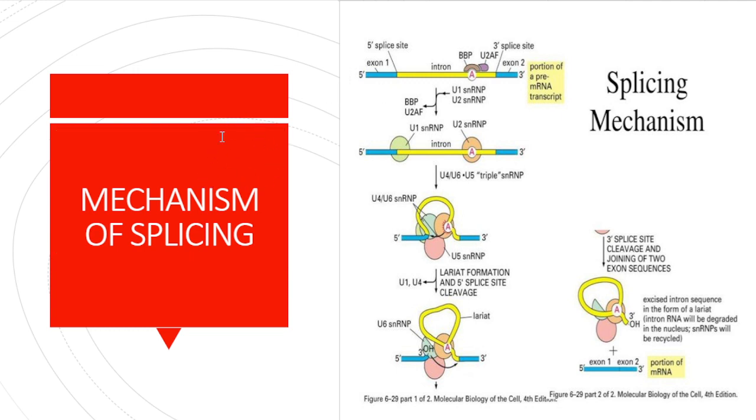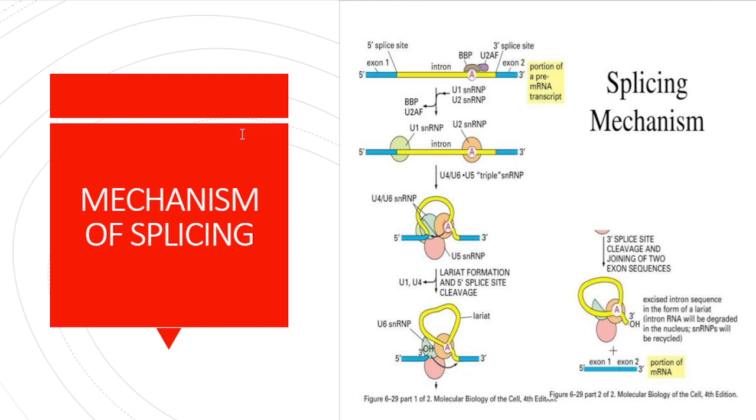Let me explain the process of the splicing mechanism. The five snRNAs present in the spliceosome and associated with splicing are U1, U2, U5, U4 and U6, that I have mentioned in the previous slide. So the binding of U1 snRNP to the 5' splice site of the intron is the first step of splicing.